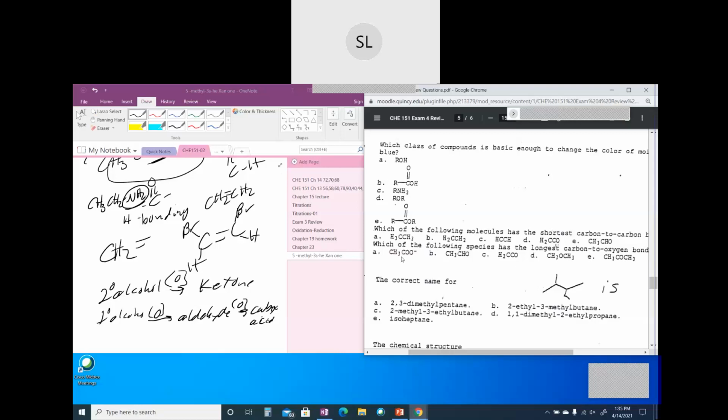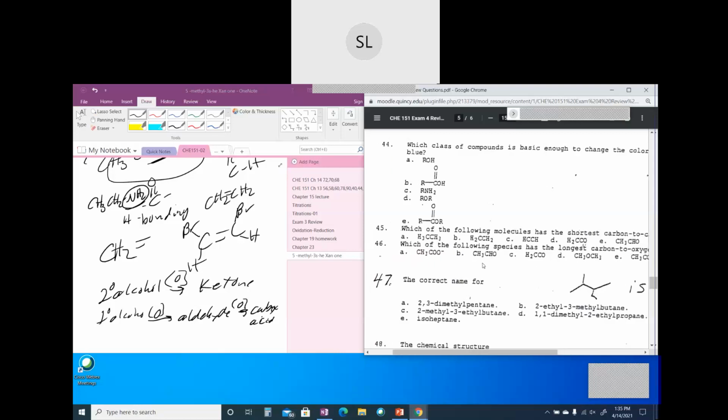Now you're looking for a single bond. Here's a double bond. There is a double bond. That is your aldehyde. There's a double bond. That doesn't seem right, but okay. And that's a single bond. So here's your single bond. That's going to be the longest bond.